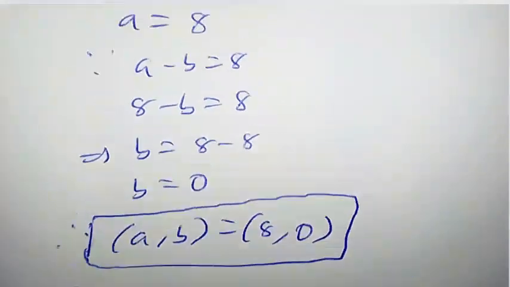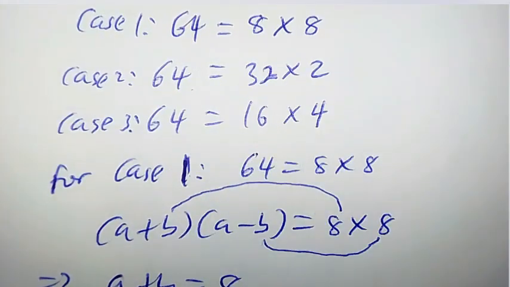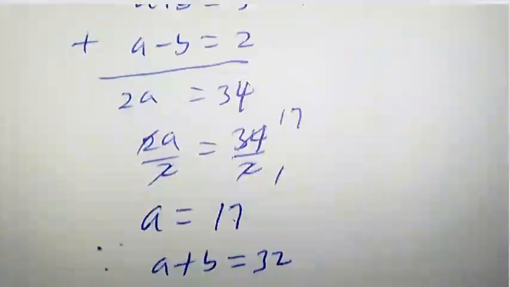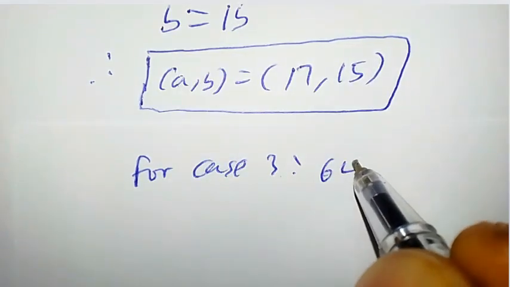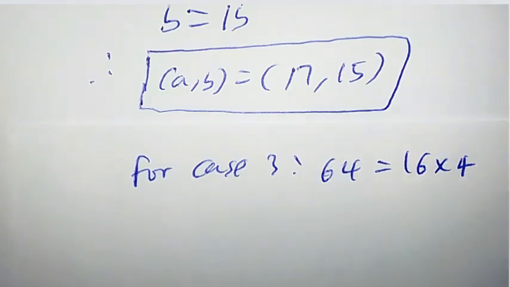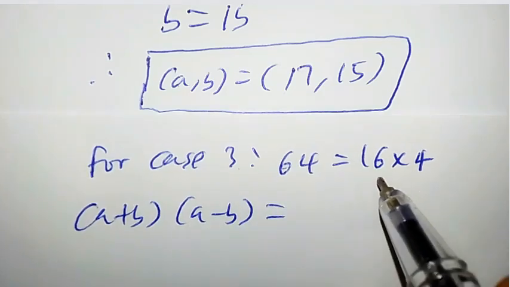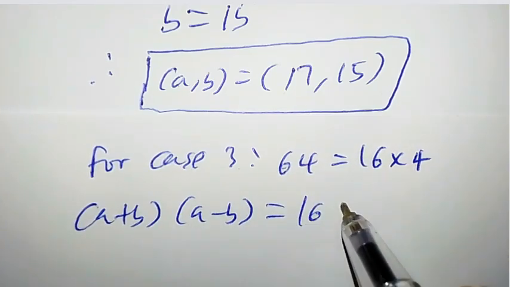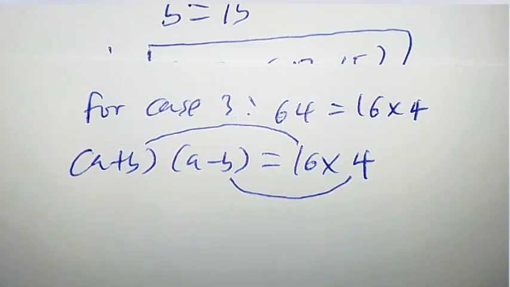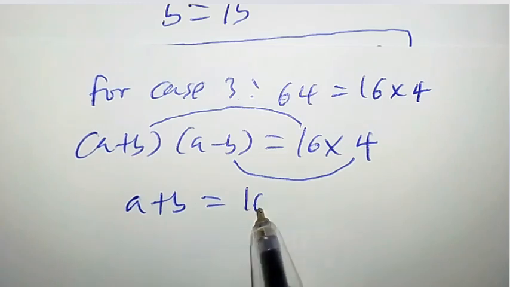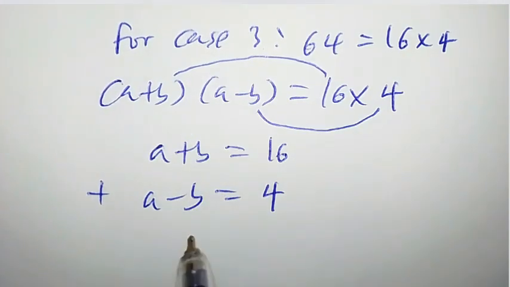Now let us consider the third case. Case 3. 64 equals 16 times 4. So (a plus b) times (a minus b) equal to, we now replace 64 with 16 times 4. This factor goes to 16, and this one goes to 4. a plus b equals 16 and a minus b equal to 4. Let us add these two equations.